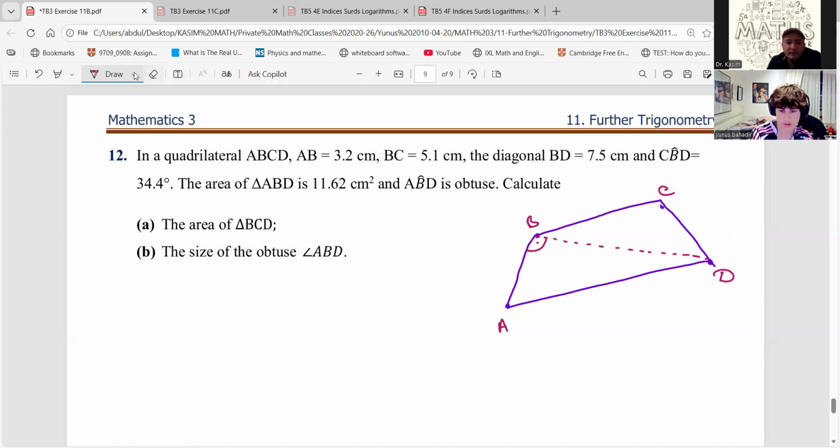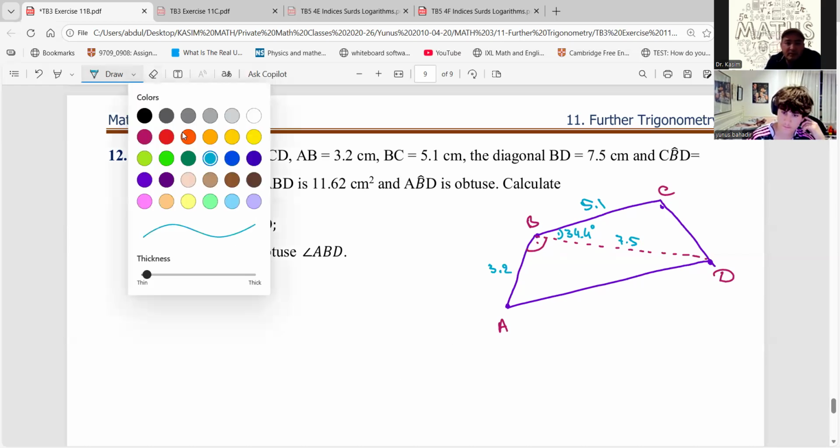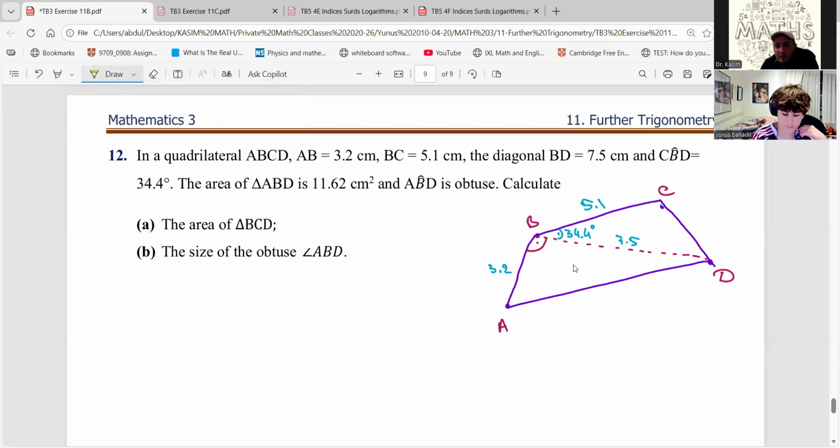Now if you label this, AB is given as 3.2, BC is 5.1, BD is 7.5, angle CBD, this angle, is 34.4 degrees. And triangle ABD, the area is 11.62 cm squared. What is the question here? We're talking about this triangle.